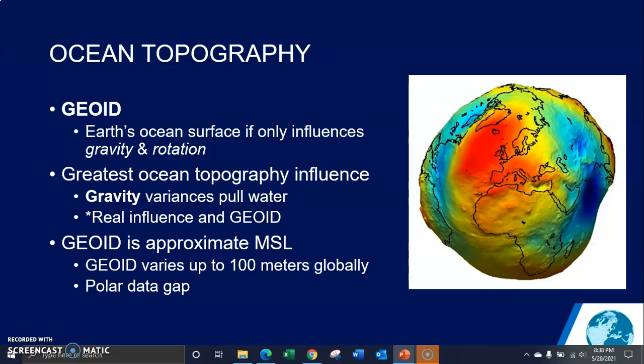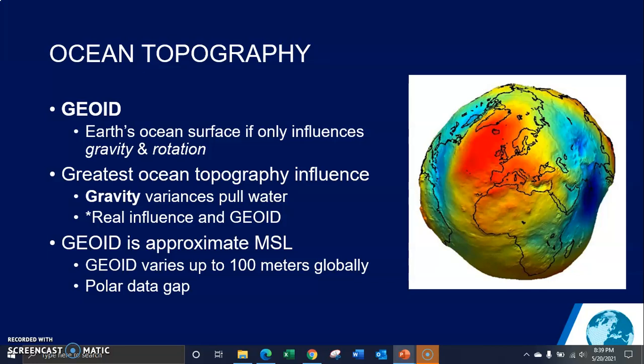And now this brings us to geoid. Now, the geoid is a very critical concept in geodesy, and that is Earth's ocean surface. It's an approximation of Earth's ocean surface if the only influences upon it were gravity and rotation. And in fact, the greatest influence on ocean topography is gravity. Gravity variances tend to pull water, and that's both real influence, so in the world as we see it now, and that geoid approximation of Earth's sea level if it was to cover the entire world.